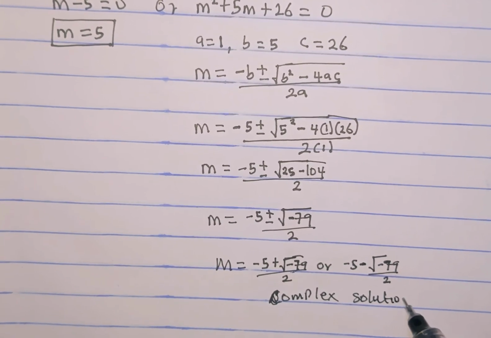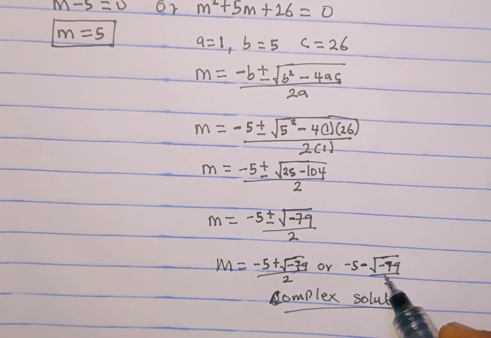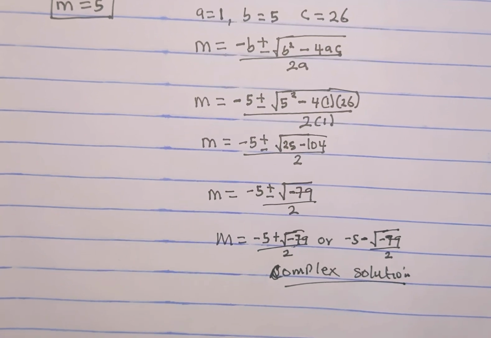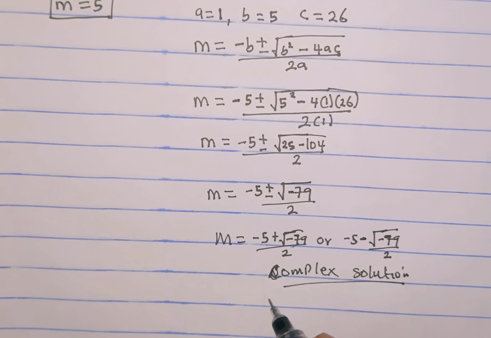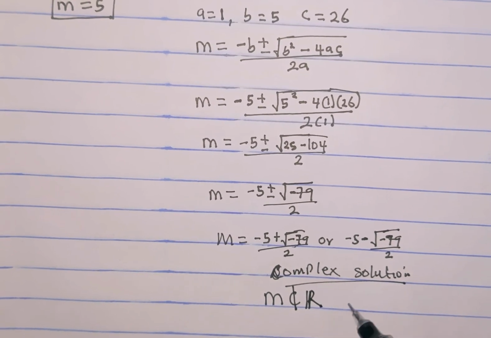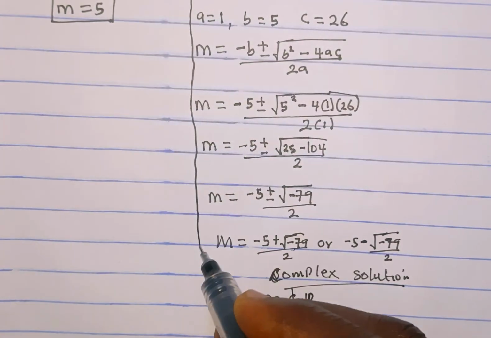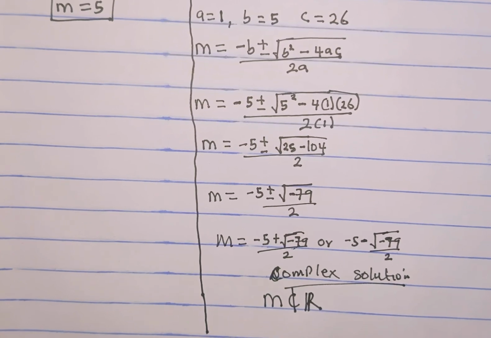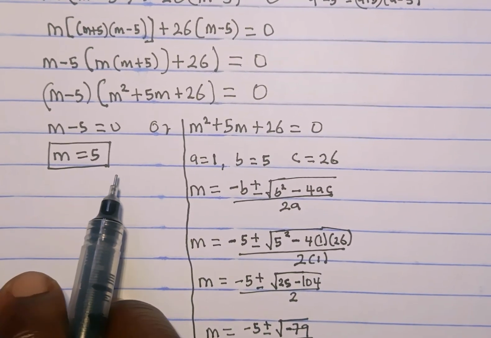Our solution is going to include i, because when you take the square root of a negative number, you are going to definitely get i, and i is not a real number, it's an imaginary number. So therefore we can say m is not an element of the real numbers. So we are going to ignore any solution we get from this quadratic equation because of this imaginary number, which is a complex solution. It's not a real number. So therefore we're going to work with only this first solution, m is equal to 5.